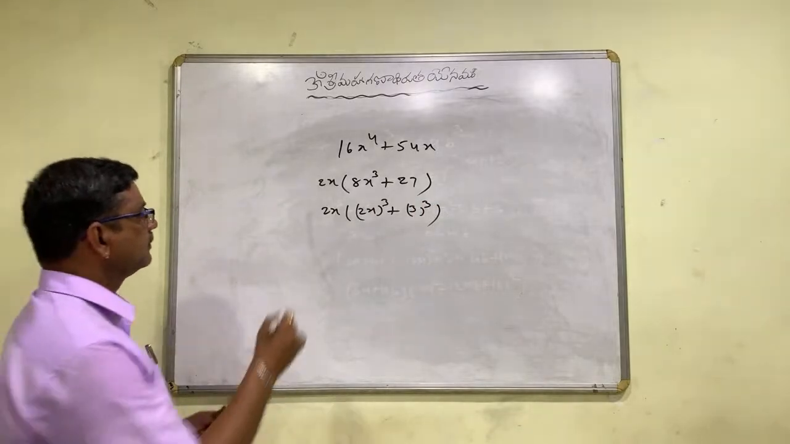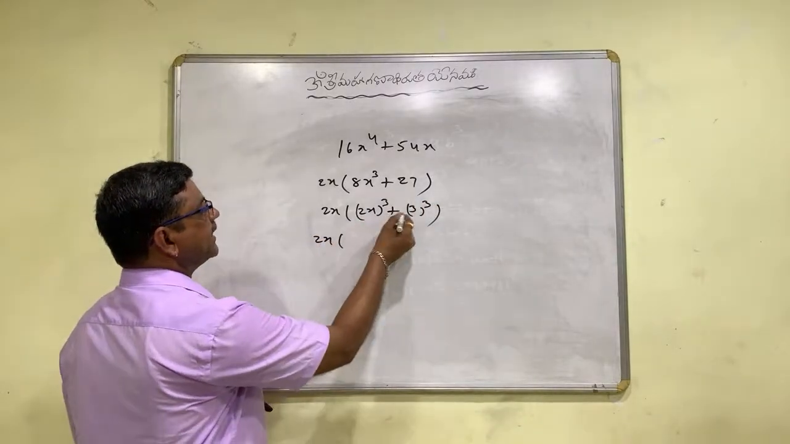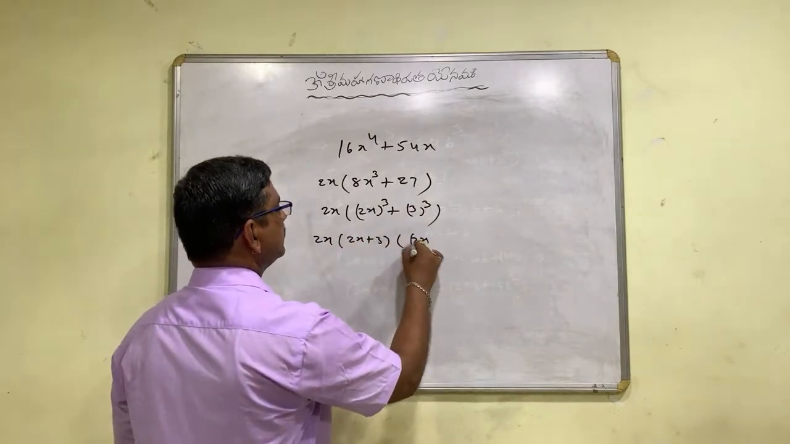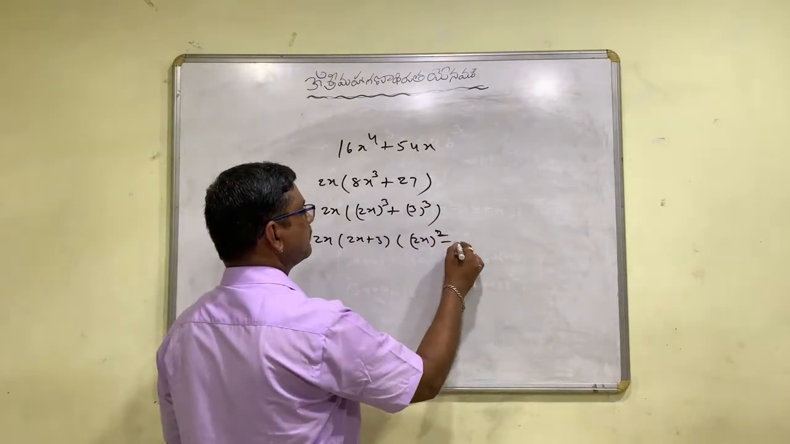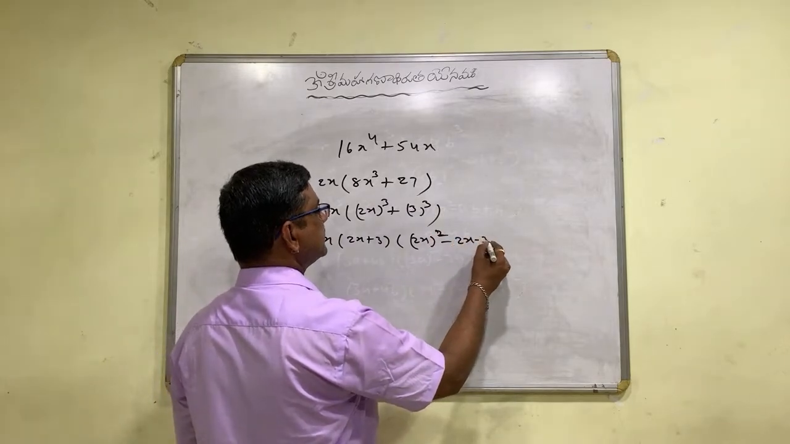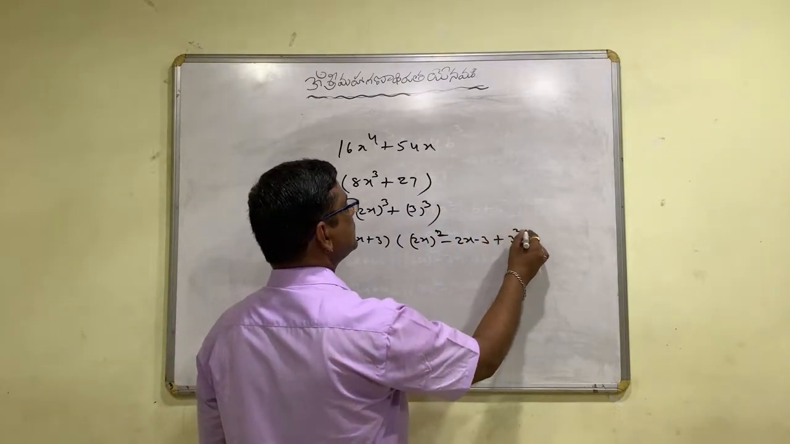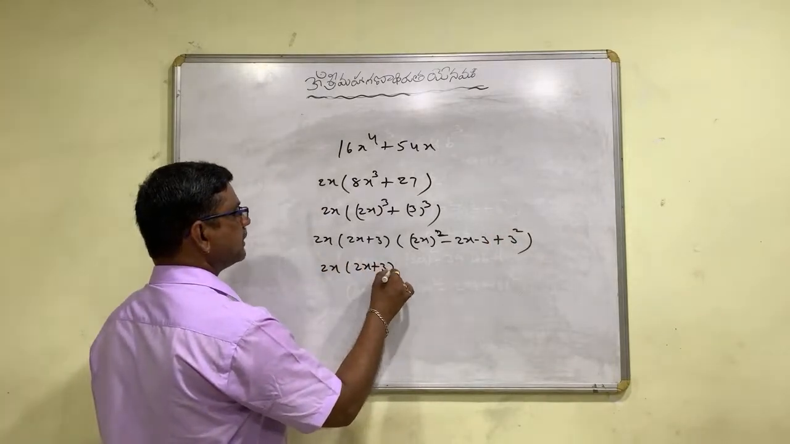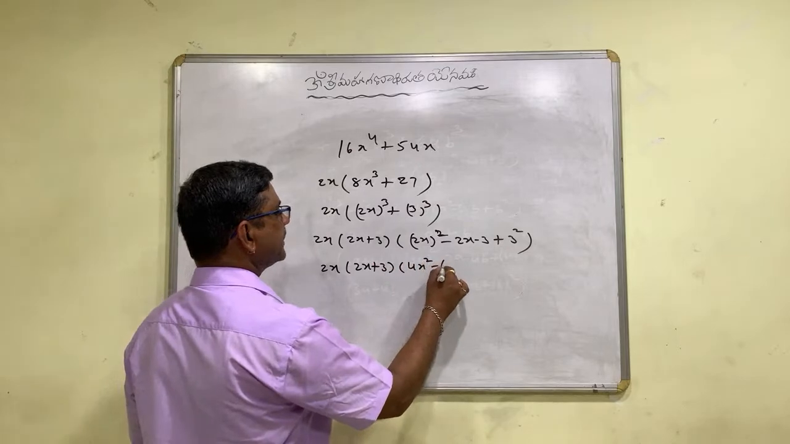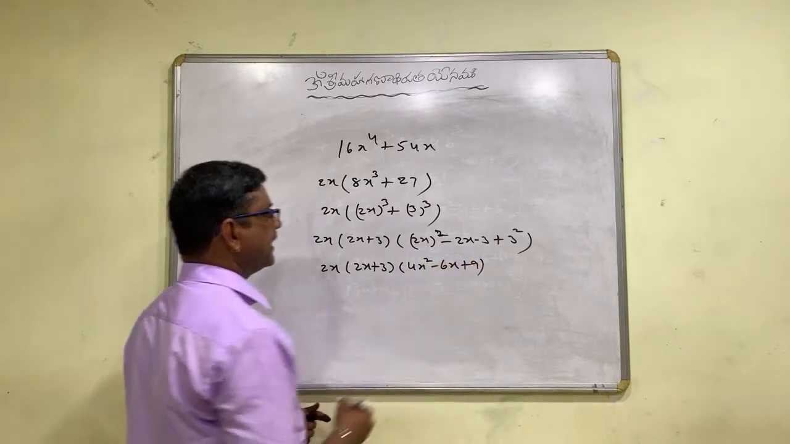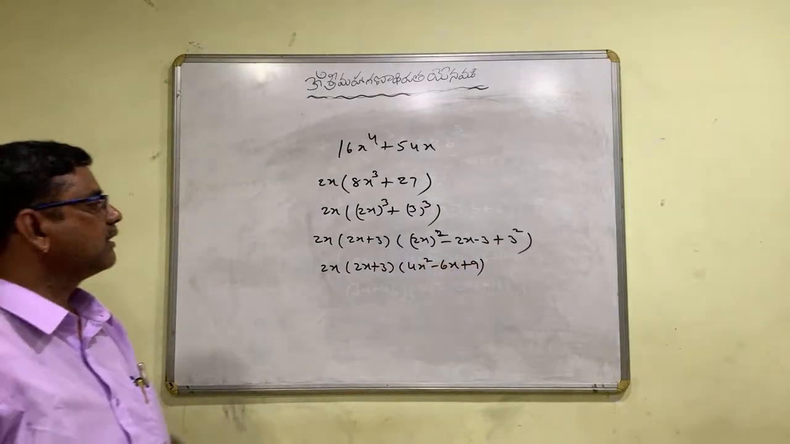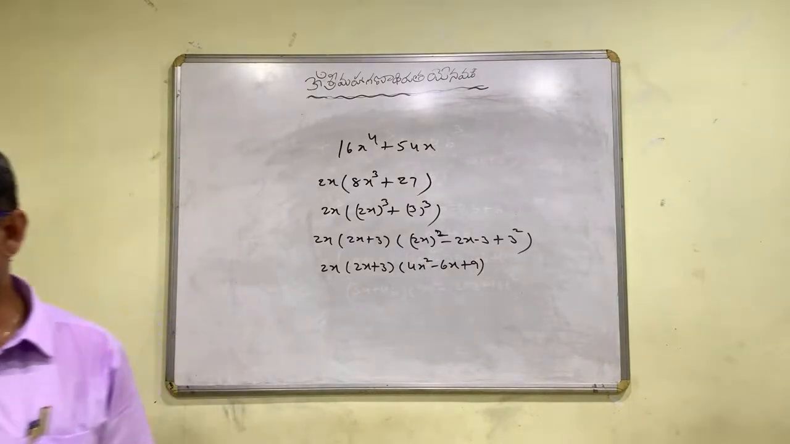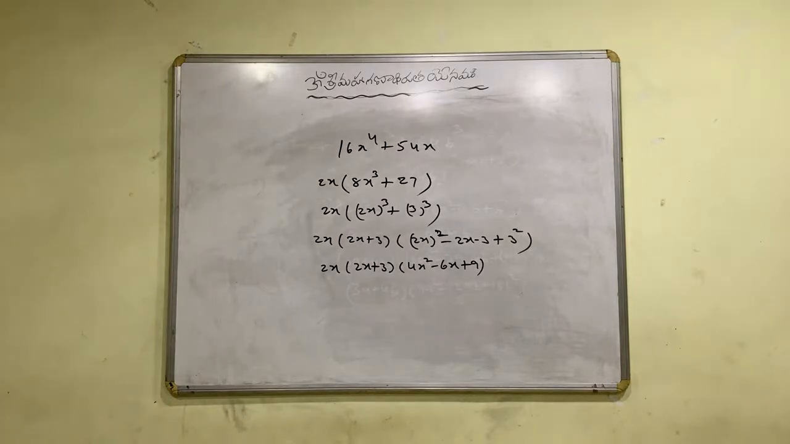So 2x into again a cube plus b cube: a plus b into a square minus ab plus b square. So 2x into 2x plus 3 into 4x square minus 6x plus 9. 4x square minus 6x plus 9. So they are the factors.